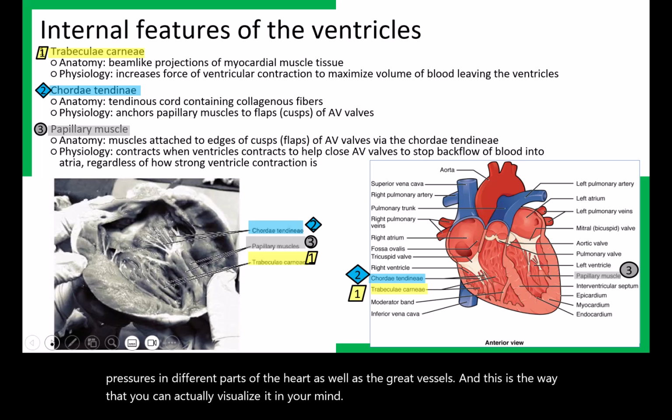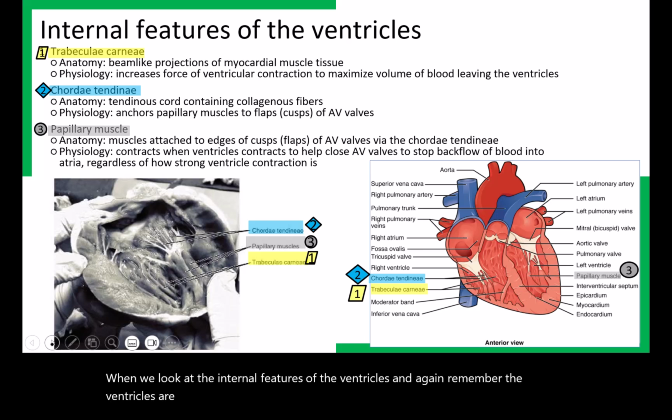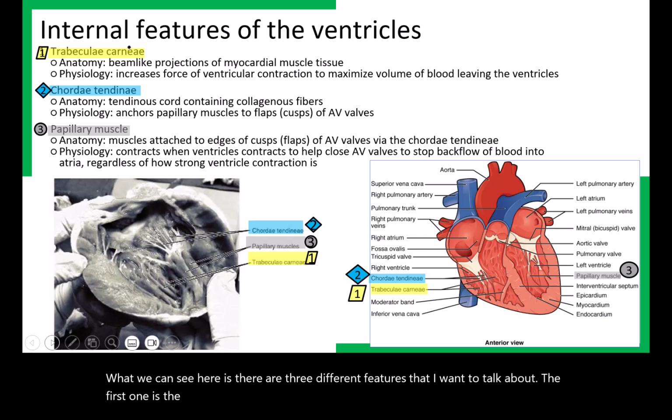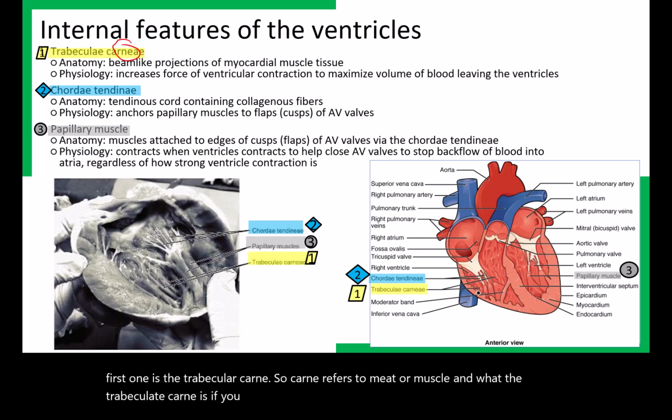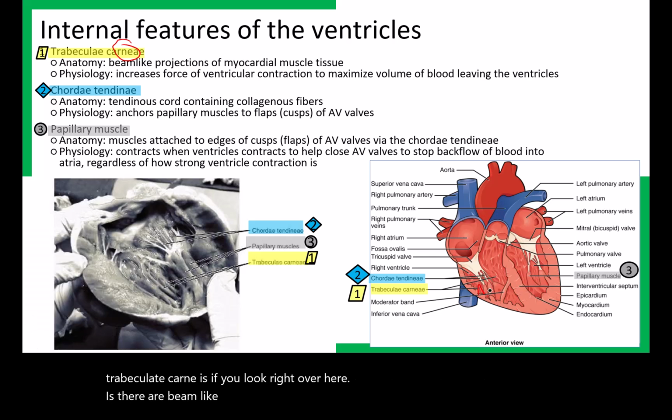When we look at the internal features of the ventricles, and again remember the ventricles are the two chambers of the heart that have to pump blood a fair distance. What we can see here is there are three different features that I want to talk about. The first one is the trabeculae carneae. Carneae refers to meat or muscle, and the trabeculae carneae, if you look right over here, are beam-like projections inside the ventricles that help to increase the force of the ventricles when they contract.